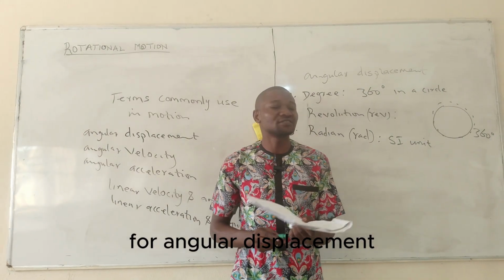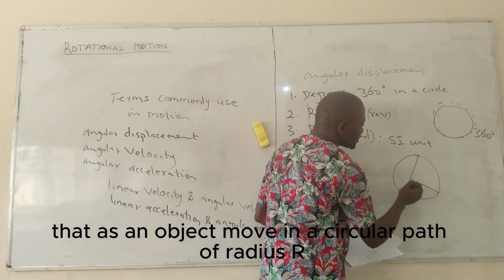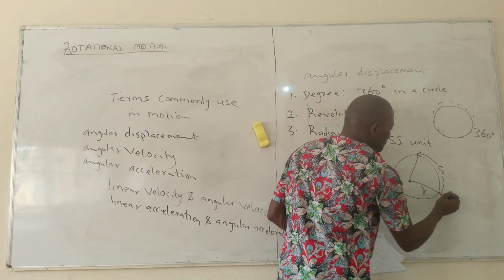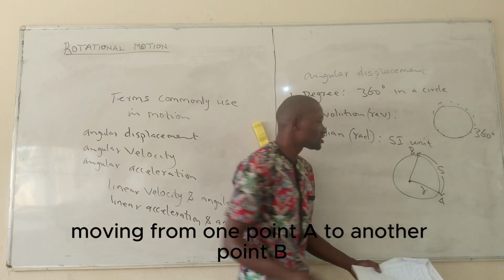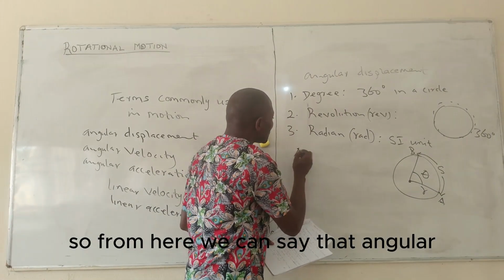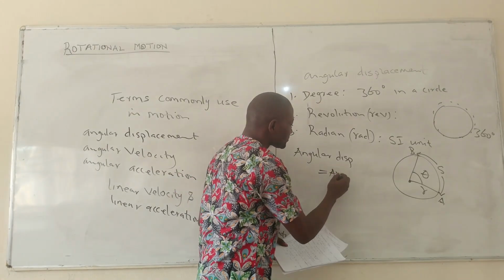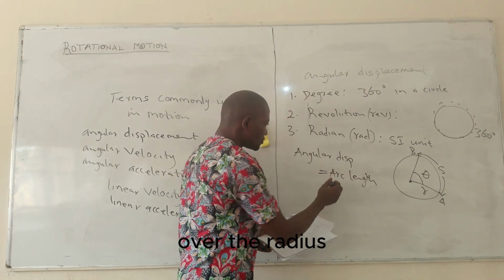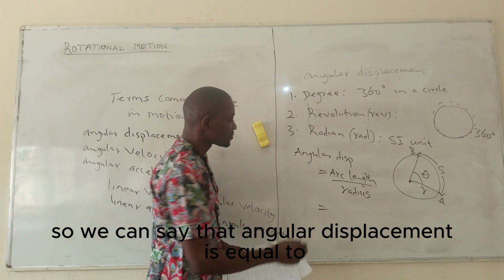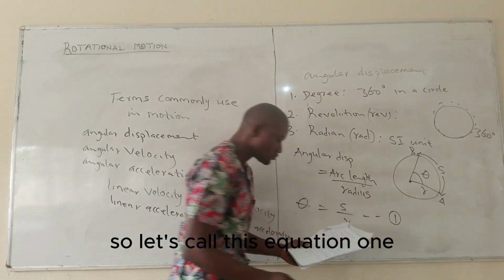And also in my video, I emphasized that as an object moves in a circular path of radius r, covering a distance s, moving from one point A to another point B, this is the angle. So from here we can say that angular displacement is equal to arc length over the radius. So we can say the angular displacement θ is equal to s over r. Let's call this equation 1.